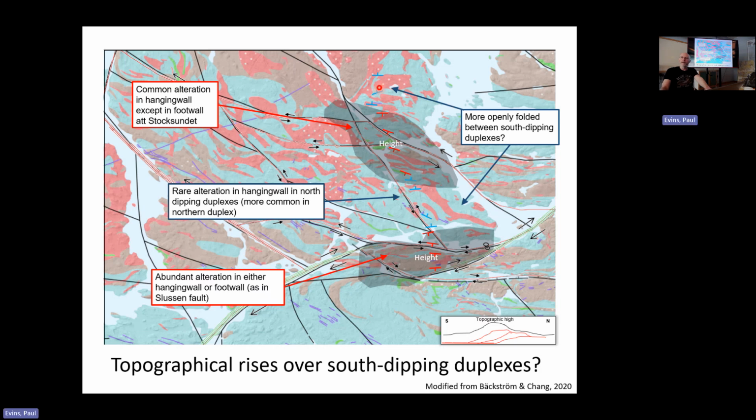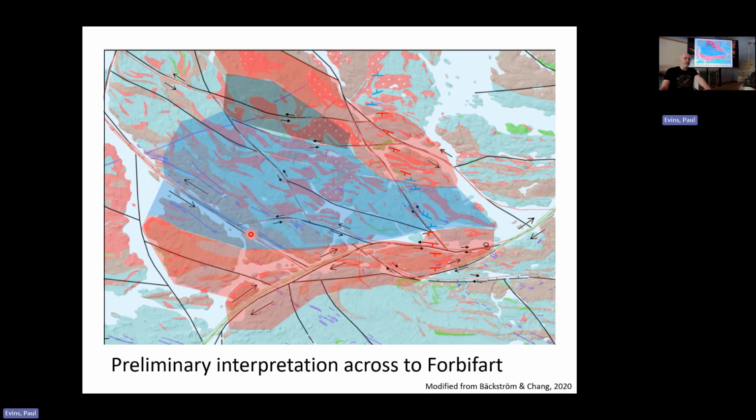More commonly you do have alteration in the south-dipping duplex faults, which means they are the real heavy hitters when it comes to alteration and making major deformation zones. Apart from this big one here in Förbifart, which is actually north dipping and shallow. But you see it's a different orientation than the ones I'm looking at here, these east-westerlies.